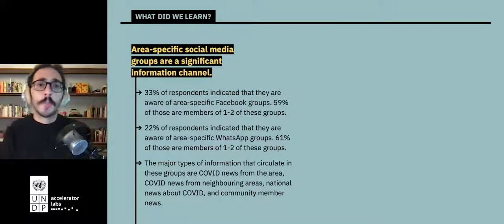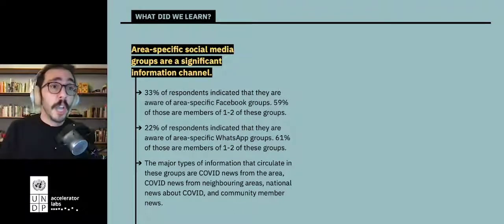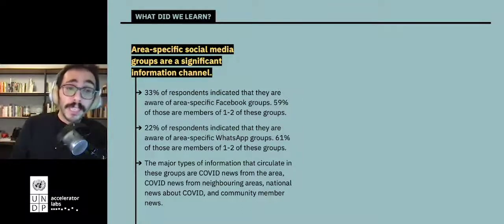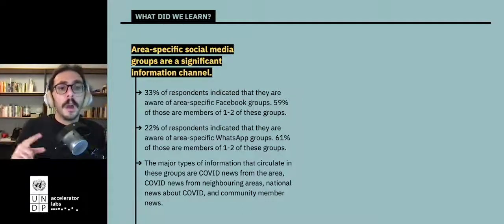Area-specific social media groups are a significant information channel. 33% of our respondents indicated that they are aware of area-specific Facebook groups, and 59% of those are members of one or two of these groups. 22% of our respondents indicated that they are aware of area-specific WhatsApp groups, and 61% of those are members of at least one or two of them.